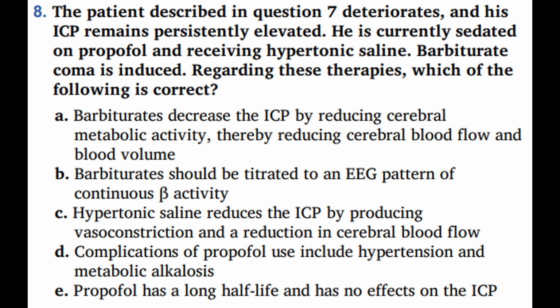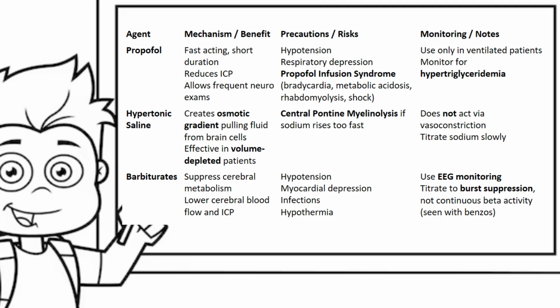What do you think? Well, our correct answer is A. Barbiturates decrease ICP by reducing cerebral metabolic activity, thereby reducing cerebral blood flow and volume. Let's break this down. Propofol is fast acting, it wears off easily, and it allows for frequent neurological examination. It reduces the ICP in some patients, but be aware of hypotension, respiratory depression, and rarely propofol infusion syndrome, which is a deadly mix of bradycardia, metabolic acidosis, rhabdomyolysis, and shock. Use propofol only with ventilated patients and monitor for hypertriglyceridemia.